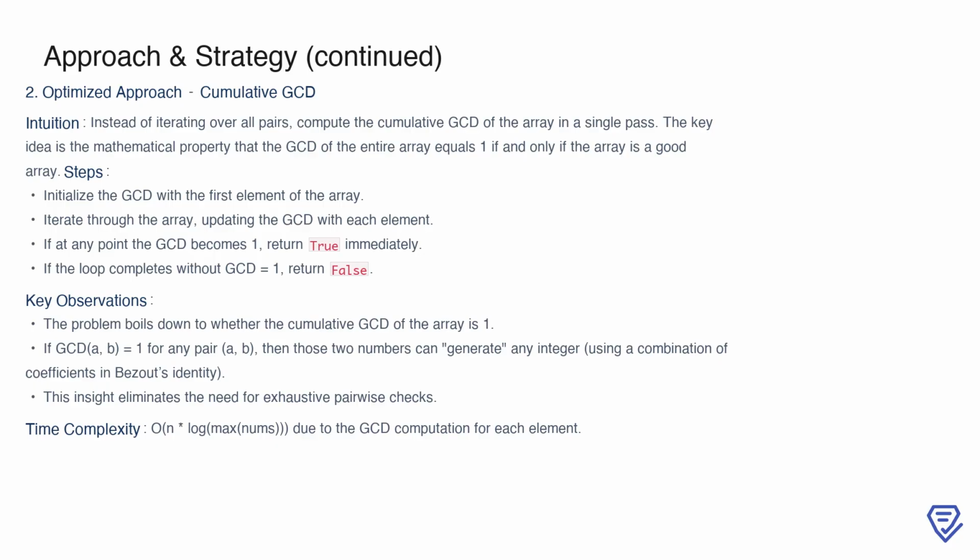Key mathematical principles support this approach, including the idea that if two numbers have a GCD of 1, they can generate any integer through linear combinations, as described by Bézout's identity.